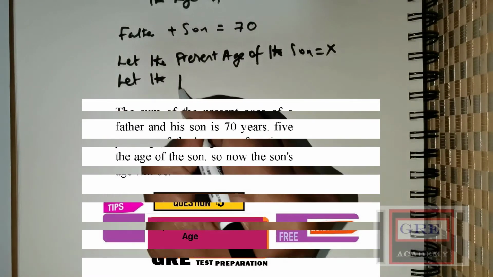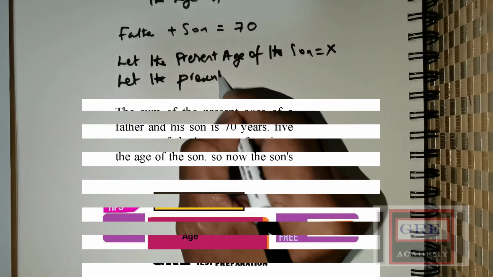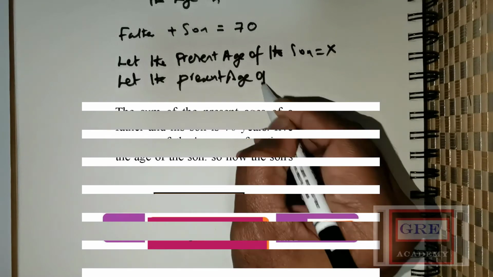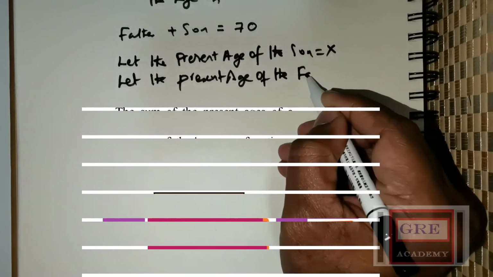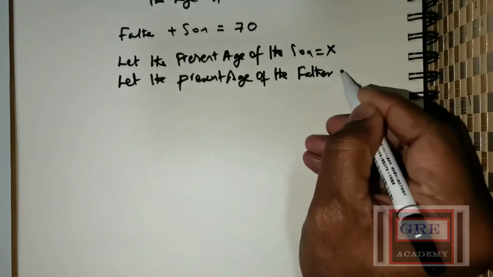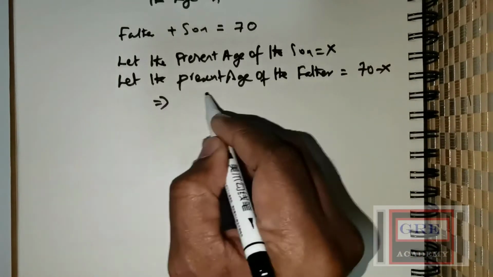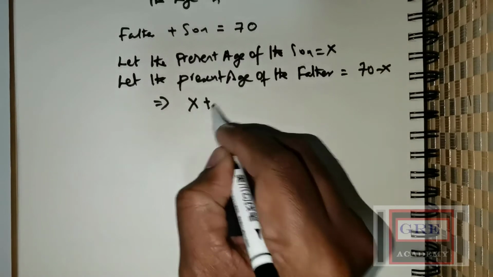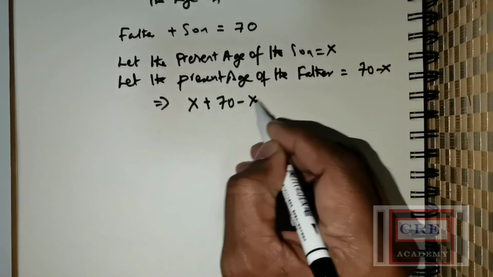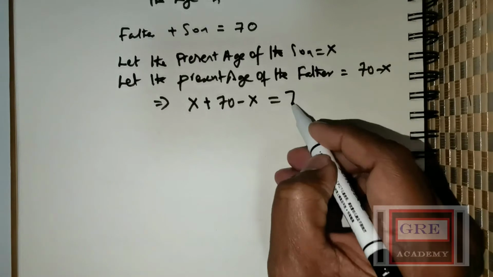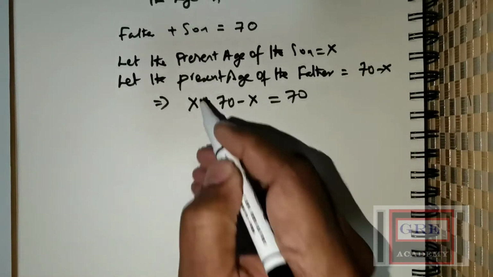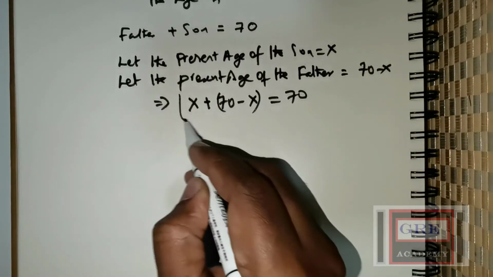Let the present age of the father be equal to 70 negative x. So this means the age of the son added with the age of the father would give us 70. So that's why I am taking this to be the required equation.